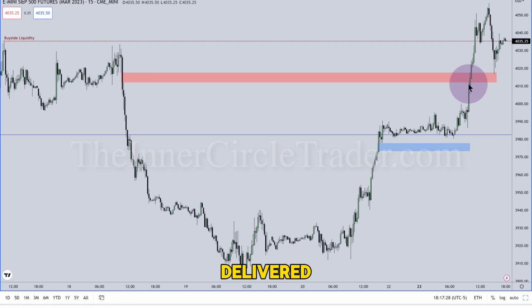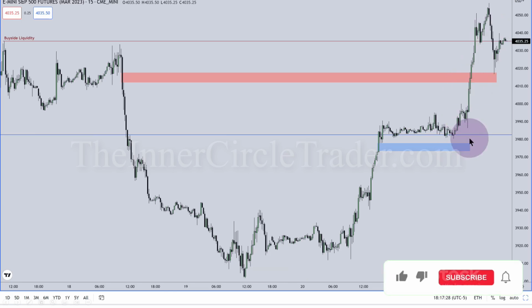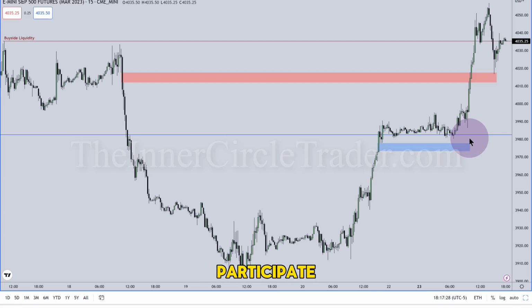The fact that it delivered all in one complete swing like that, it was fun to watch, but it wasn't enough for me to participate in because it had already delivered the lion's portion of the move.